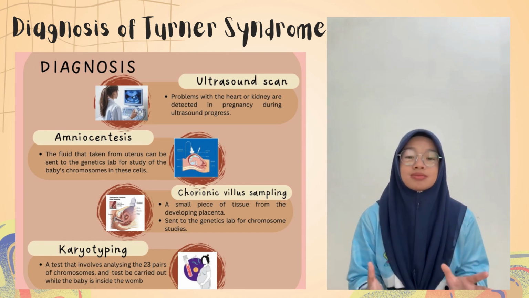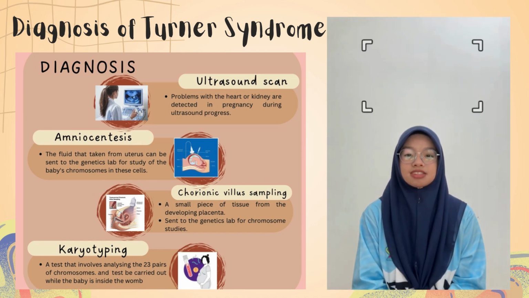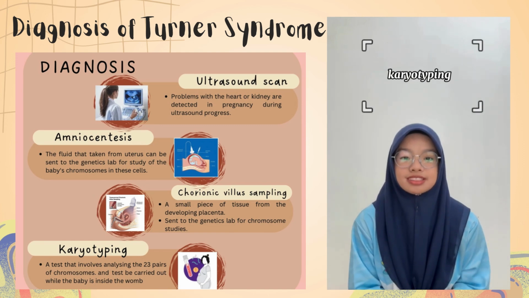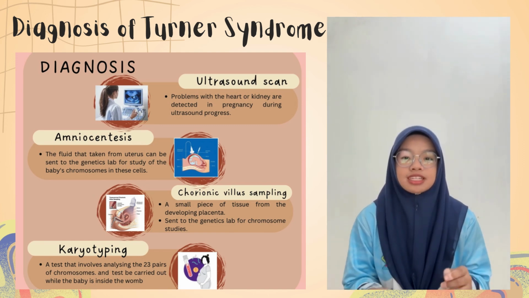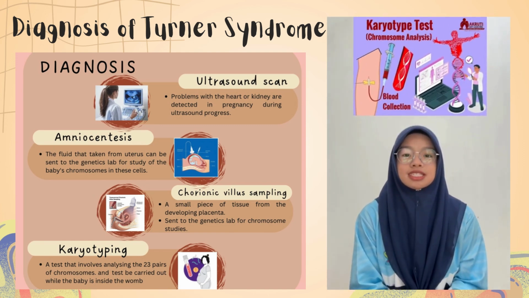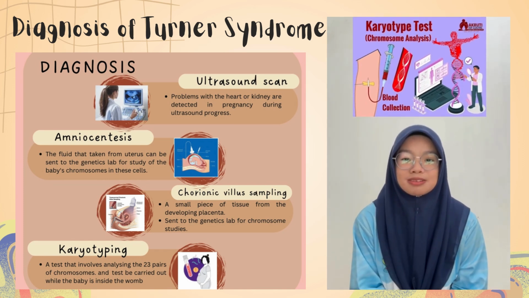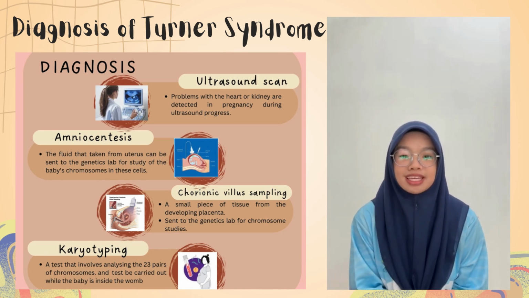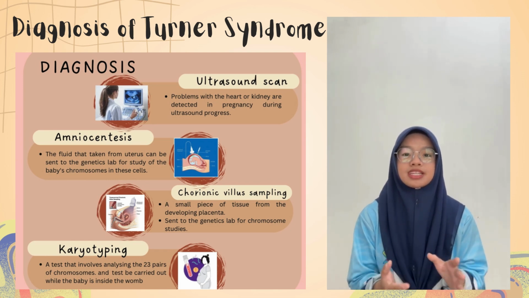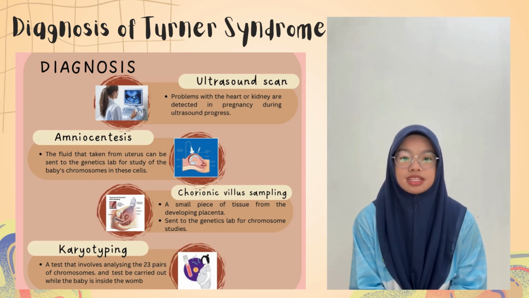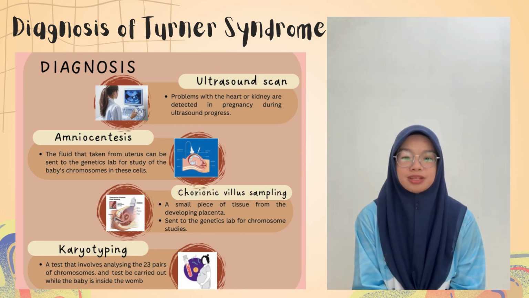Lastly, to confirm Turner syndrome, a test called karyotyping is conducted. This involves analyzing the 23 pairs of chromosomes to detect any abnormalities. Karyotyping can be performed prenatally through amniocentesis or postnatally using a blood sample from the body.